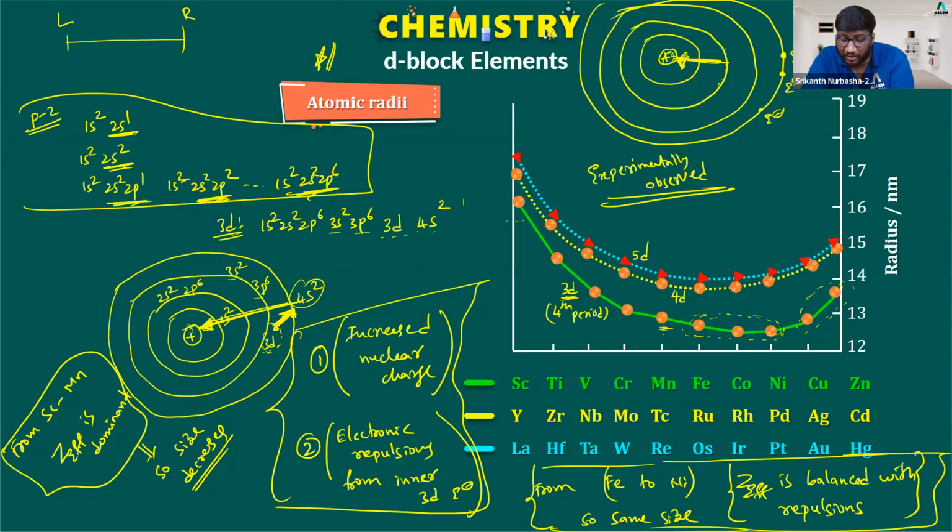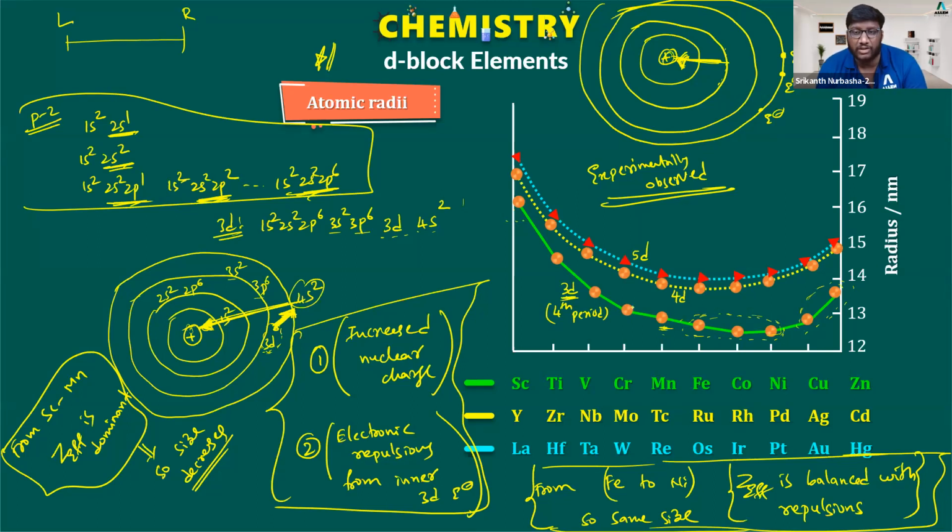Then you have equal size from iron, cobalt, nickel, and then from copper to zinc, the atomic size will be increasing. Is that clear to you? Is that clear or not so far? Yes, sir. Very good. Now you try to answer this question.